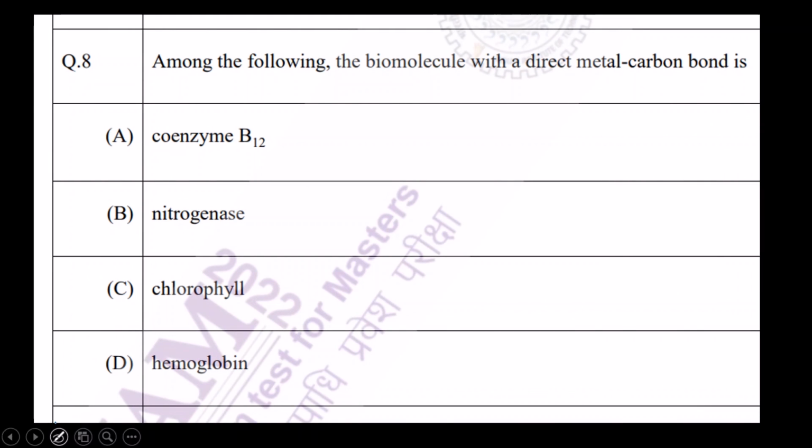So the only correct answer is what? It is option 1, coenzyme B12. So the correct answer is option A.